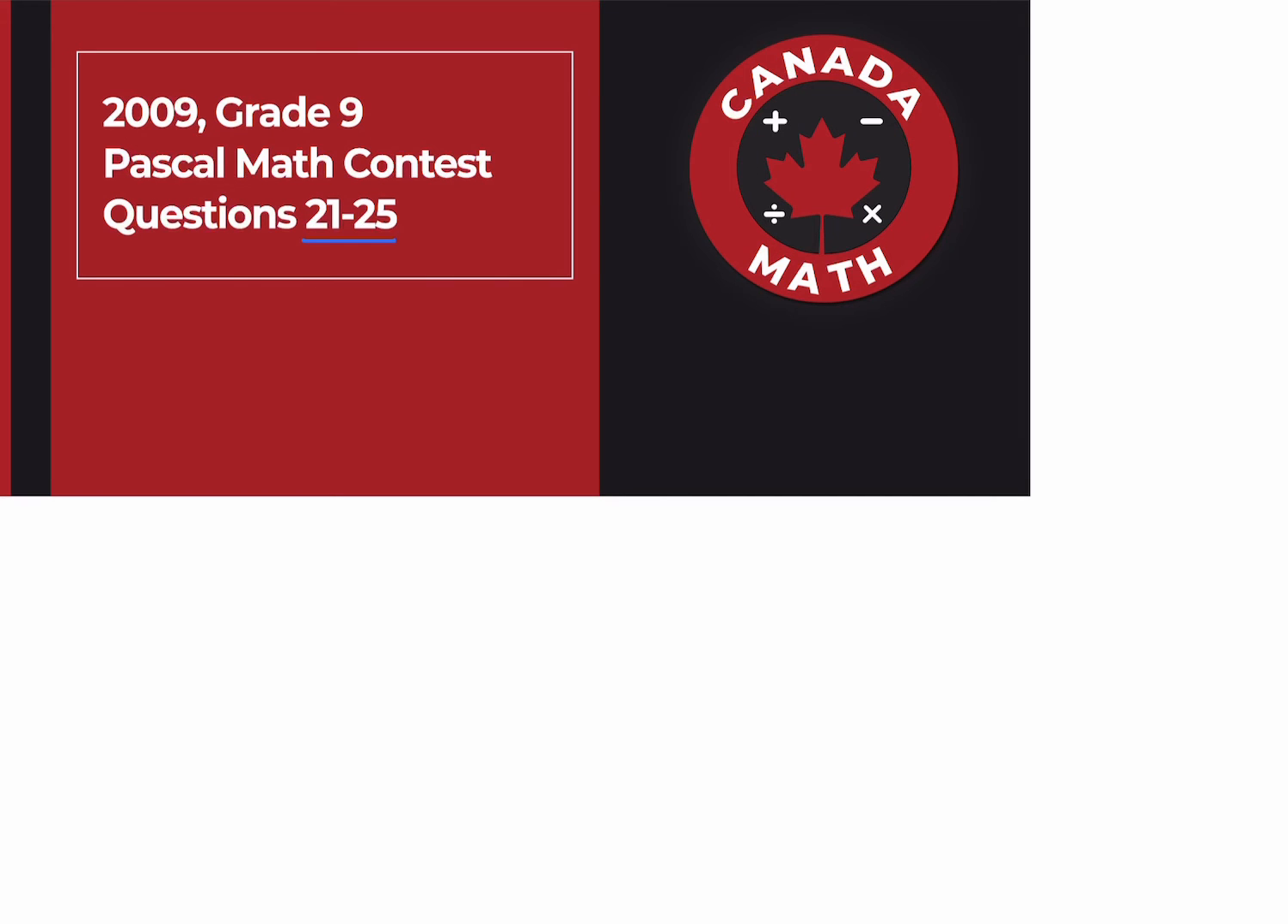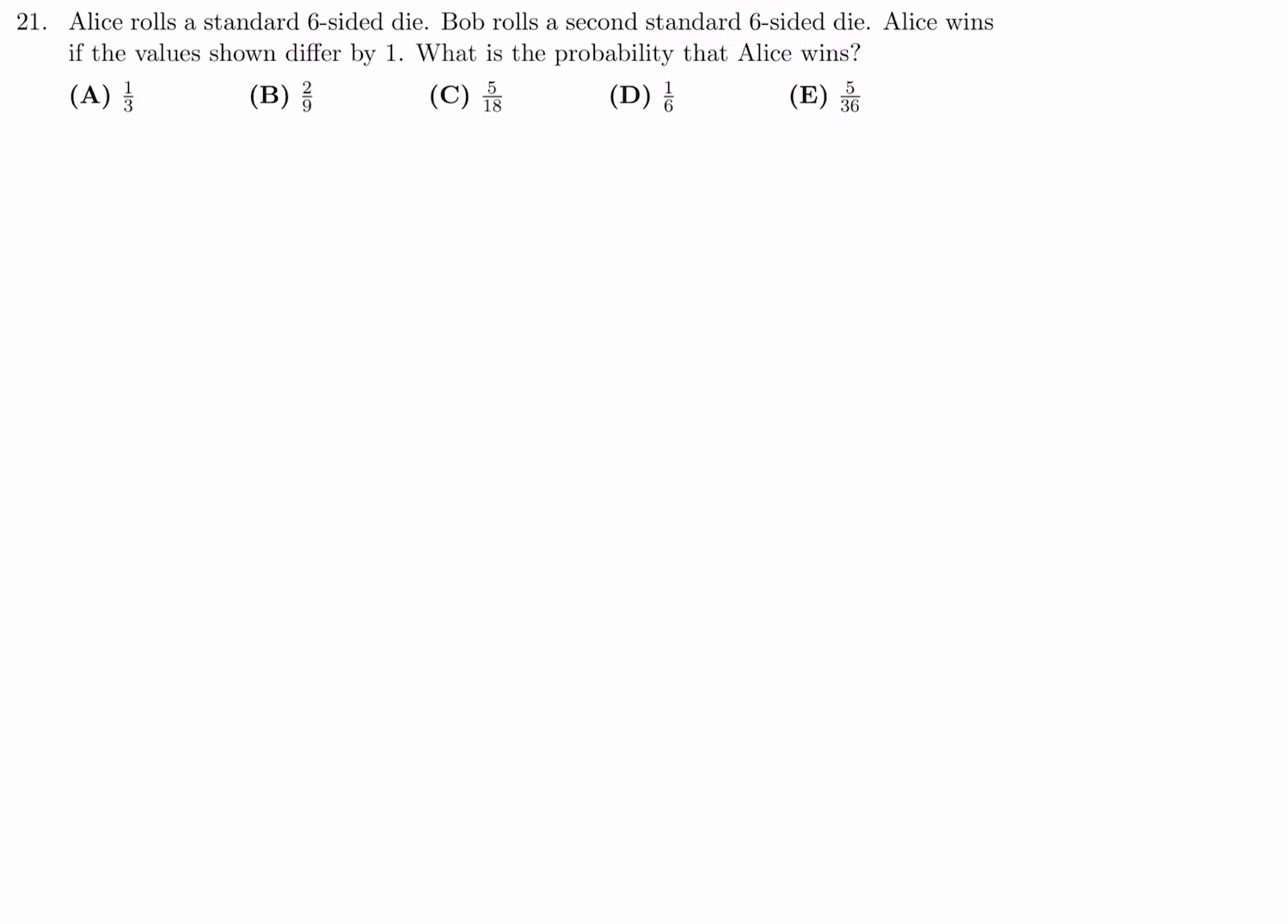Questions 21 through 25 on the 2009 Grade 9 Pascal Math Contest. Alice rolls a standard 6-sided die. Bob rolls a second standard 6-sided die. Alice wins if the values shown differ by 1. What is the probability that Alice wins?